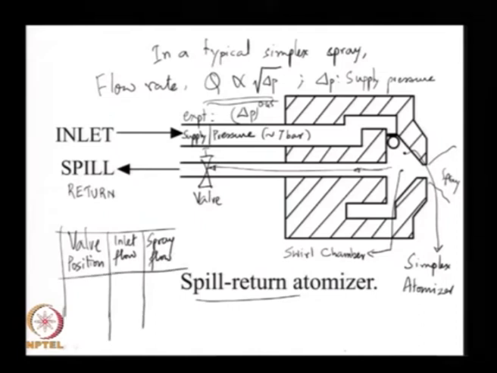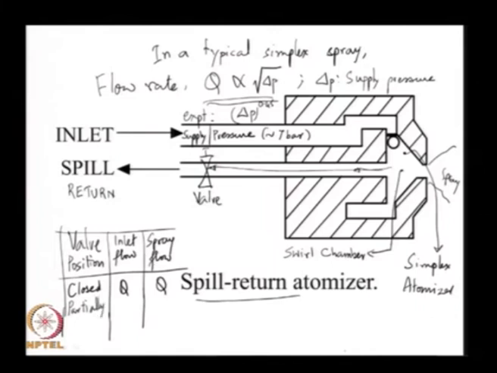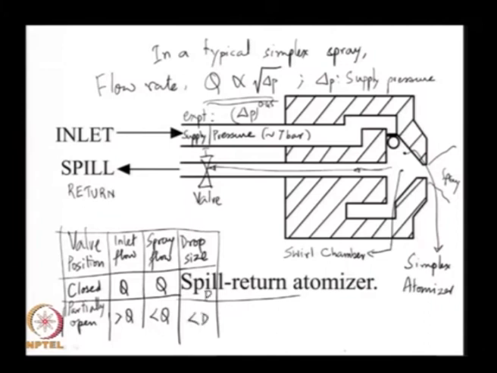So, if I take a reference situation where the valve's position is completely closed, inlet flow is, let us say, Q, the spray flow is also equal to Q. When the valve is partially open, the inlet flow rate is greater than Q and the spray flow rate is less than Q, and if D is the drop size, this is less than D.